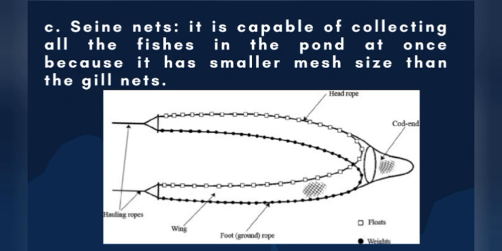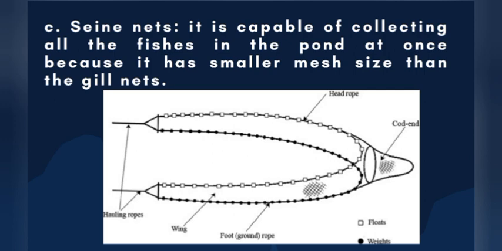It is capable of collecting all the fishes in the pond at once because it has a smaller mesh size than the gill net. The meaning of this mesh, I told you earlier, refers to the holes between the net. If you see the picture of the net, you see holes in between. The size of that hole is called mesh. Now, this seine net has a smaller mesh size. It can harvest both bigger and smaller fish in a pond at the same time. But this gill net, as I mentioned earlier, can only harvest mature fish.